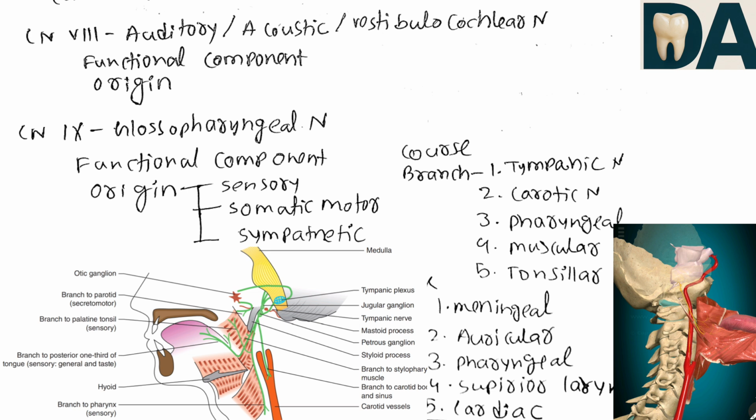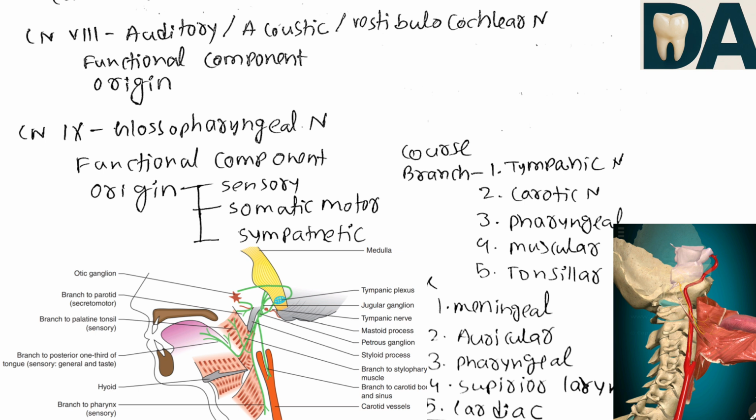The nerve plays a very important role in initiation of the swallowing reflex and secretion of saliva by the parotid gland. Functional components of glossopharyngeal nerve. One is branchial efferent fiber. Those cause elevation of larynx. And second is GVE fibers. Those are secretomotor to the parotid gland.